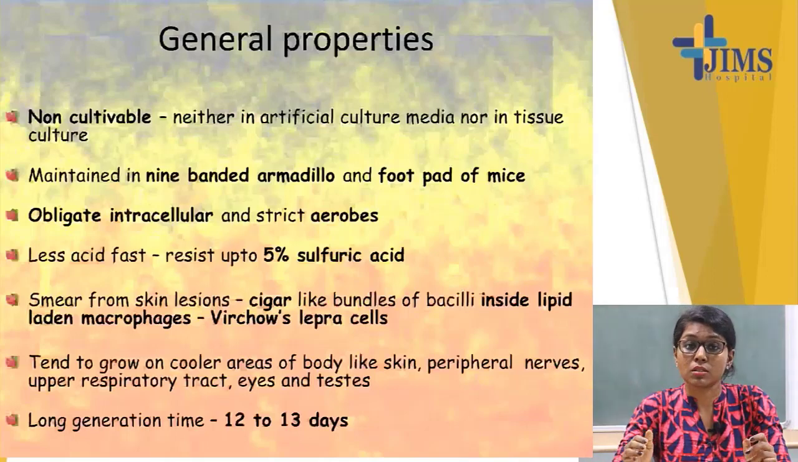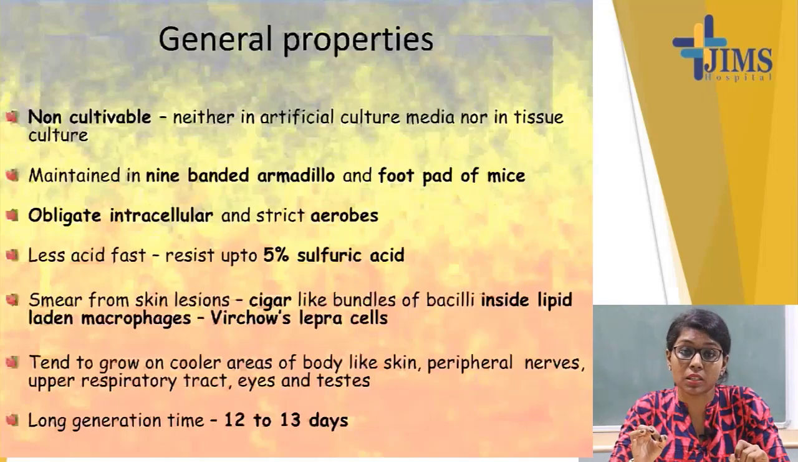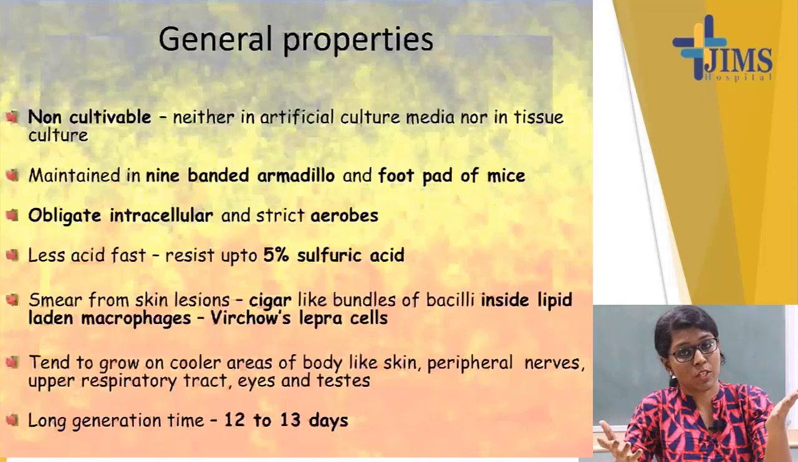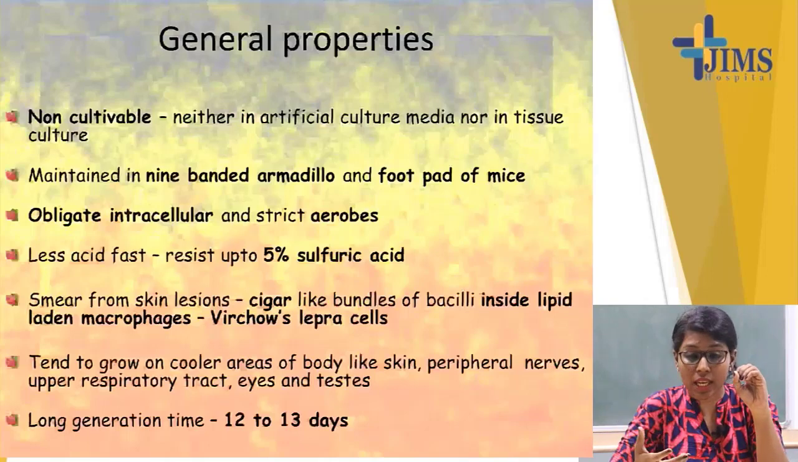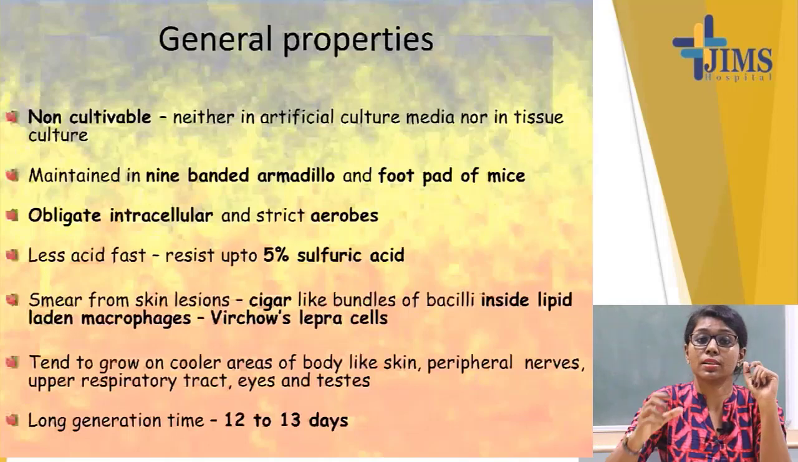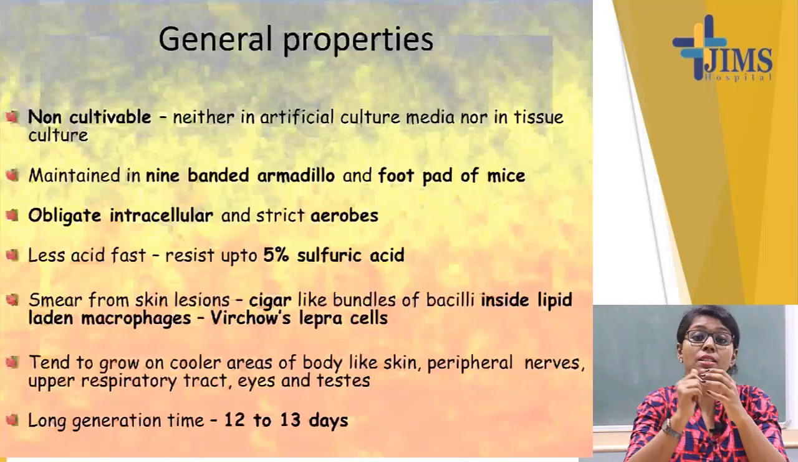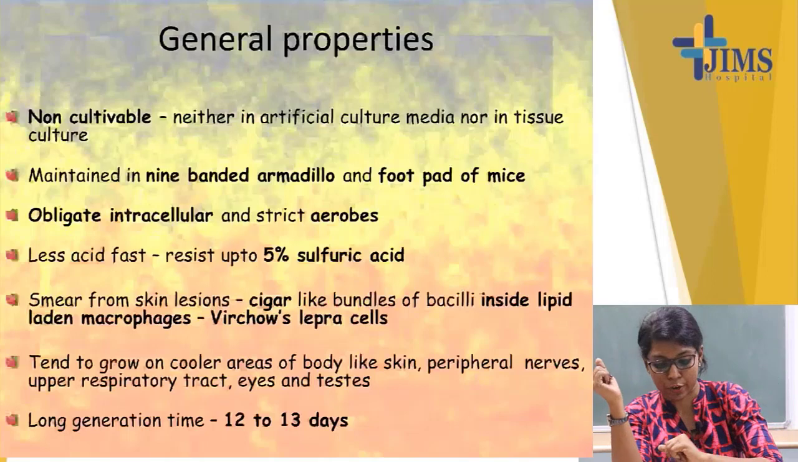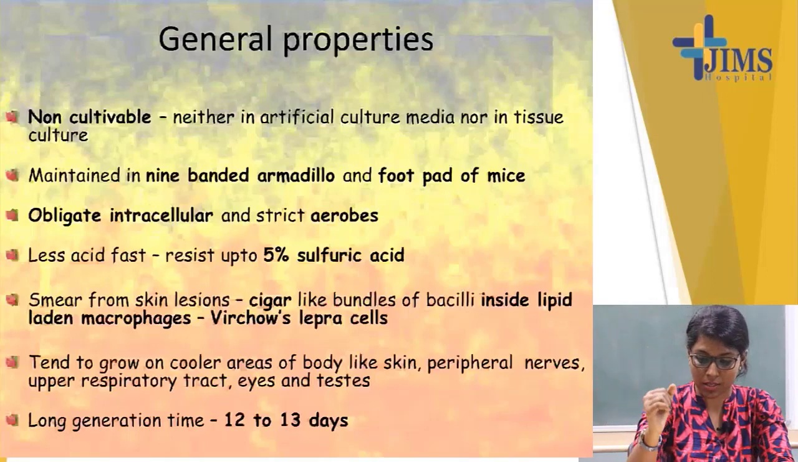Now, talking about its features, how it looks, usually it forms a cigar-like bundle. What does it mean, cigar-like bundle? Cigar, you must be aware of this word, a bundle of it. When you stain a skin lesion through acid-fast stain, you will see that the bacilli, when bundled up, clumped together, form that kind of structure. And moreover, it appears as a cigar-like bundle within lipid-laden macrophages, which are usually termed as virchow lepra cells.